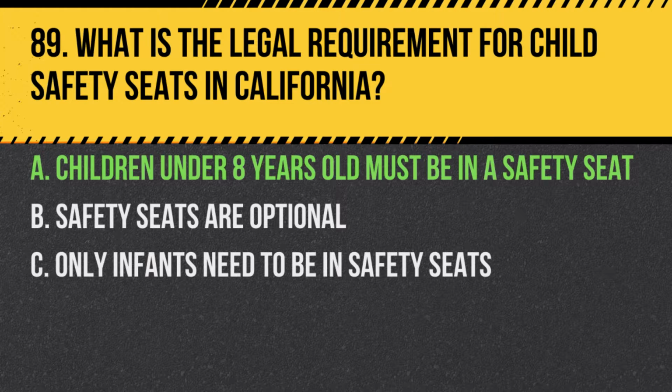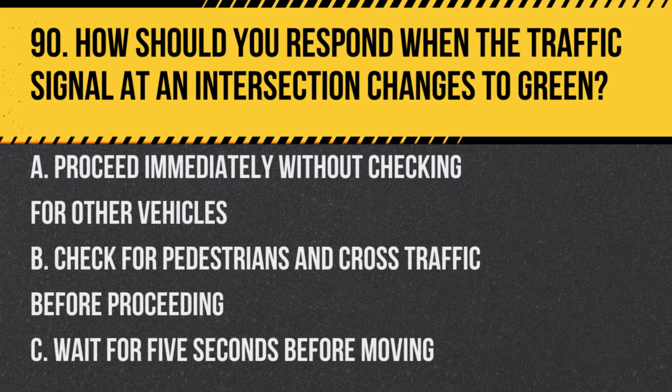Answer: A. Children under 8 years old must be in a safety seat. In California, children under 8 years old or under 4 feet 9 inches tall must be secured in an appropriate child safety seat.